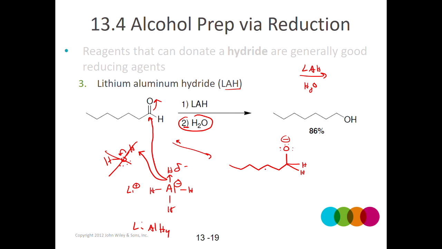You can do that overnight. You can wait 3 or 4 days. They'll all just sit there and wait until water is added. And when it is added, it will allow a proton to be donated to make the product. So that's the LAH reaction.